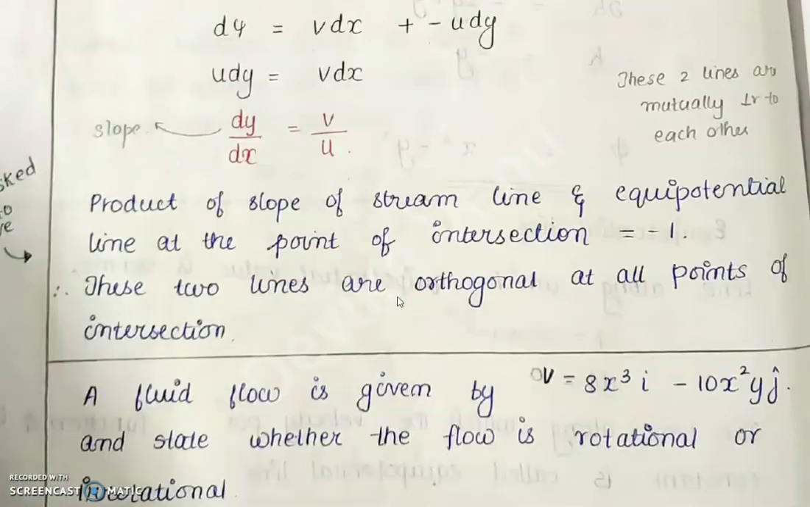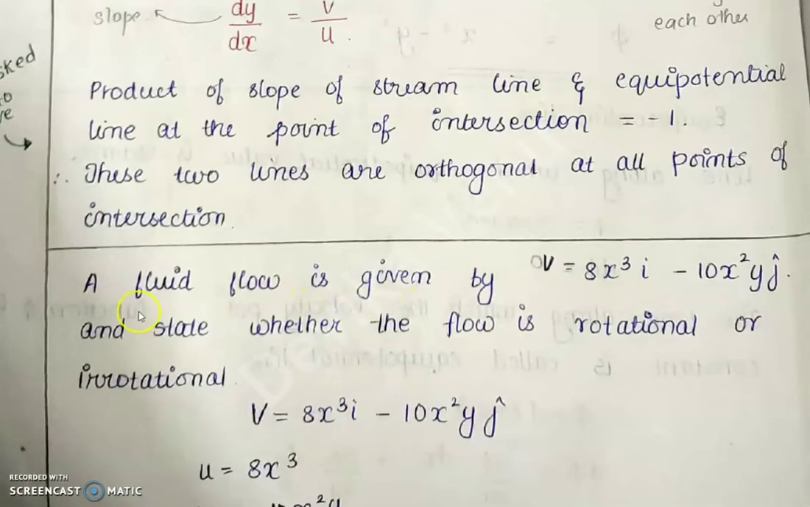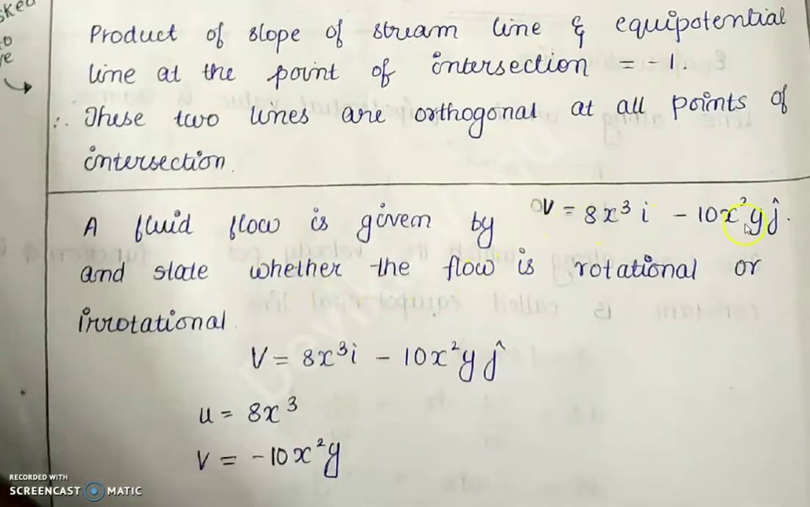Okay, so here we'll see one example. A fluid flow is given by so and so, and state whether the flow is rotational or irrotational. So we have taken the equation given, that is capital V is equal to 8x cube i minus 10x square y j. In this, small u is 8x cube and small v is minus 10x square y. So here you can see it is a function of x and y.